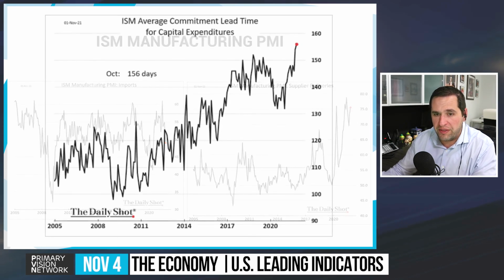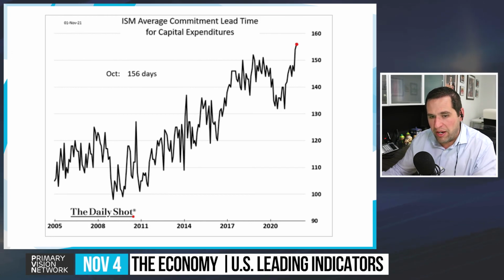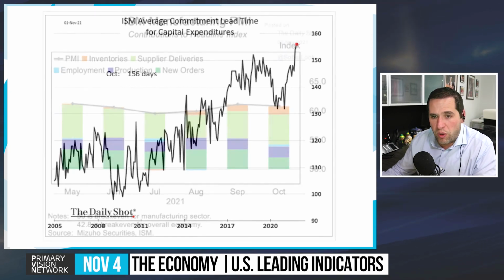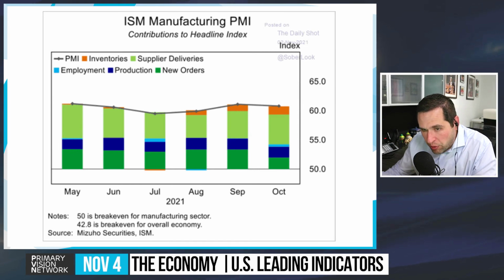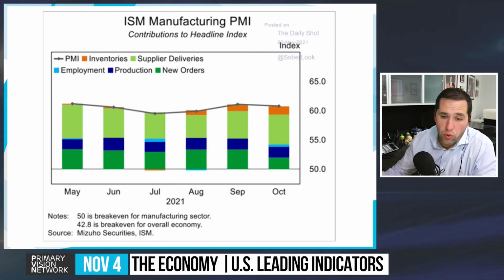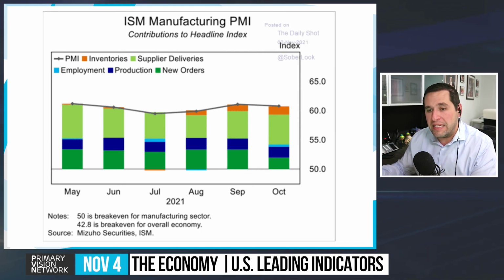And this is when you look at the average commitment lead time for capital expenditures, now at 156 days, the longest it's ever been going back to 2005, which is why when you look at the ISM manufacturing PMI data, inventories remain strong, but that supplier delivery, if you take away or normalize, just taking it down to what it should be, we're at 55. And that's, again, a good number. That is not a bad number.